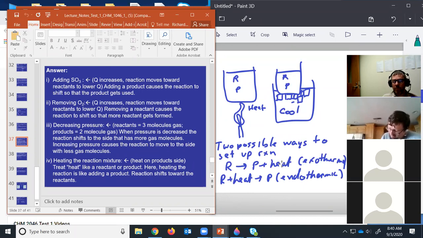Is this talking about exothermic or both? I'm just really talking about exothermic right now. And if you heat an exothermic process, it'll go towards the reactants. If you cool an exothermic process, it will go towards the... sorry, products. Sorry, go towards the products.